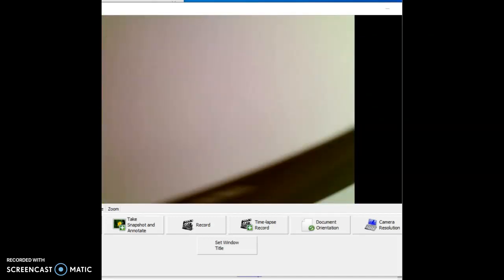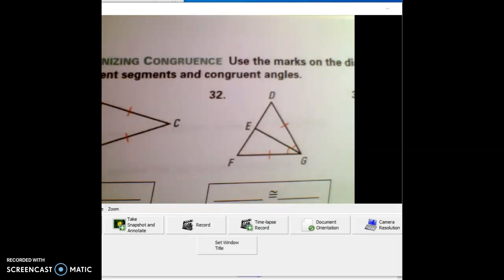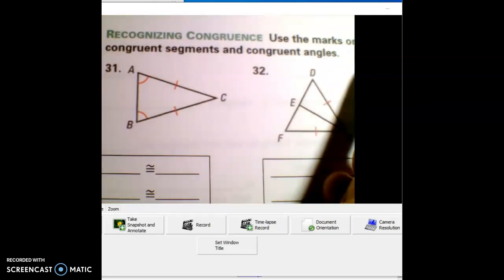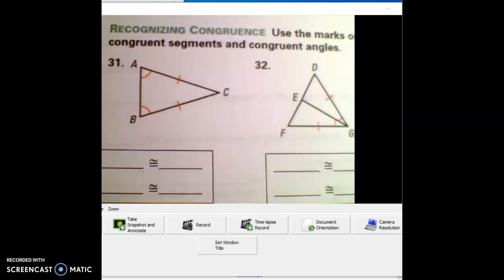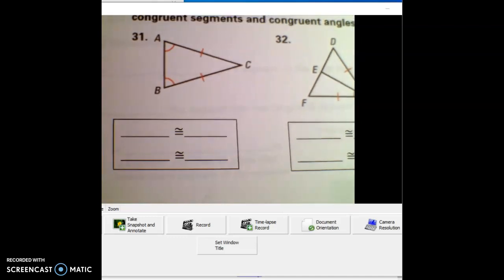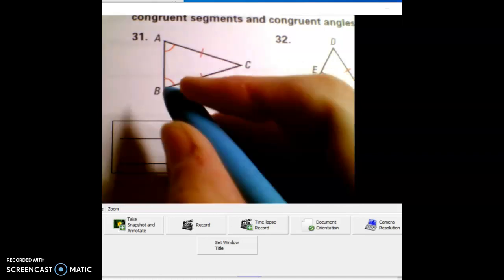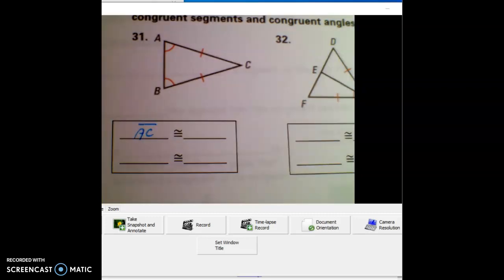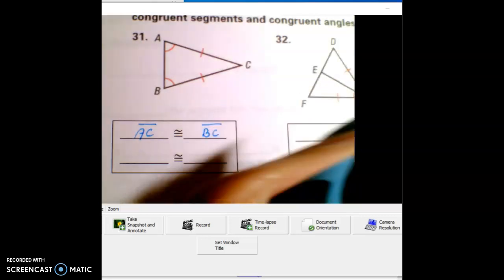Last thing we're going to do is review congruence. So here, the instructions say, use the marks on the diagram to name the congruent segments and congruent angles. All right, so each one of these has a congruent set of sides or a congruent set of angles. So if I look at this, I know that this and this are the same measure. So I can say that AC, which is a side made up of a segment, is congruent to BC, a side made up of a segment.